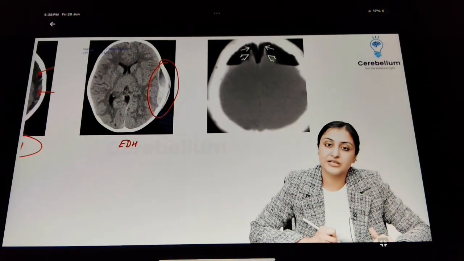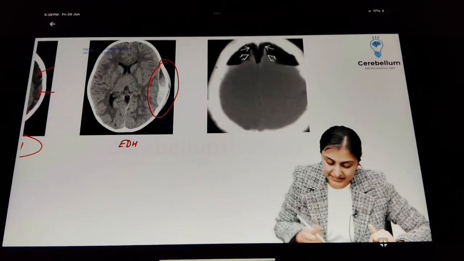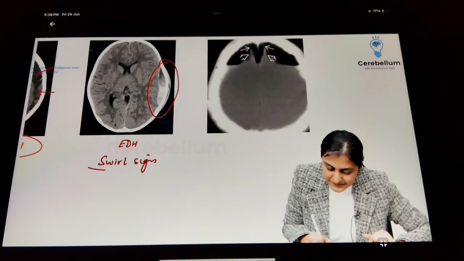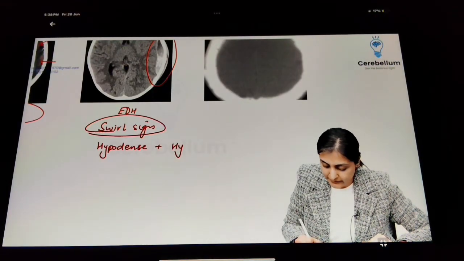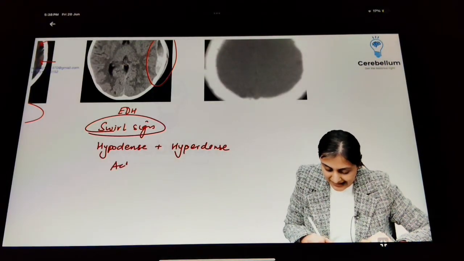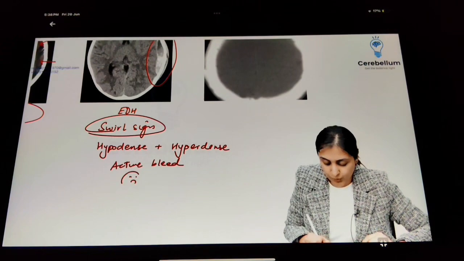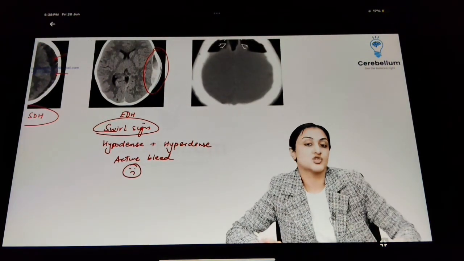In the density, you can appreciate that there are both hypo as well as hyperdense areas. This is what we call as swirl sign. So swirl sign, when you have both hypodense plus hyperdense areas within a hematoma, and this is what indicates that there is actually active bleed which is going on, suggesting a poorer prognosis and an indication of decompression. So this is the swirl sign.